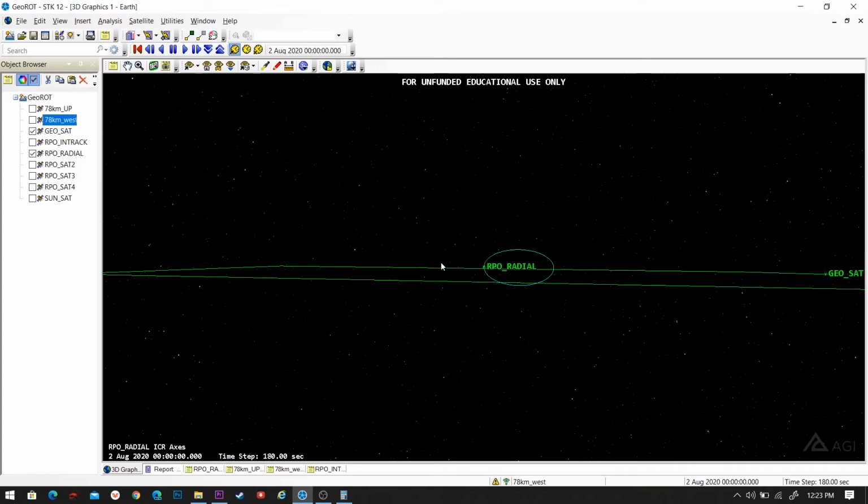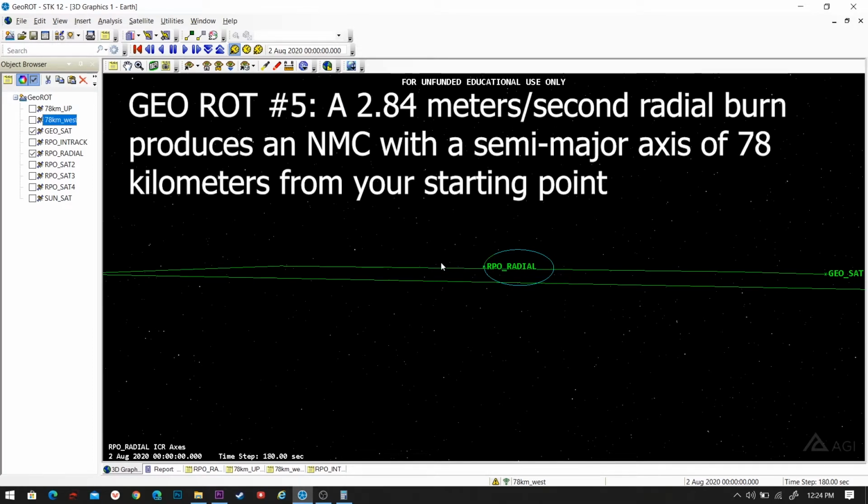So the radial rule of thumb states that if you perform a 2.84 meters per second radial burn, you will create an NMC that is 78 kilometers semi-major, 36 kilometers semi-minor. Okay, so how the heck are we going to use that, and what are you even talking about?